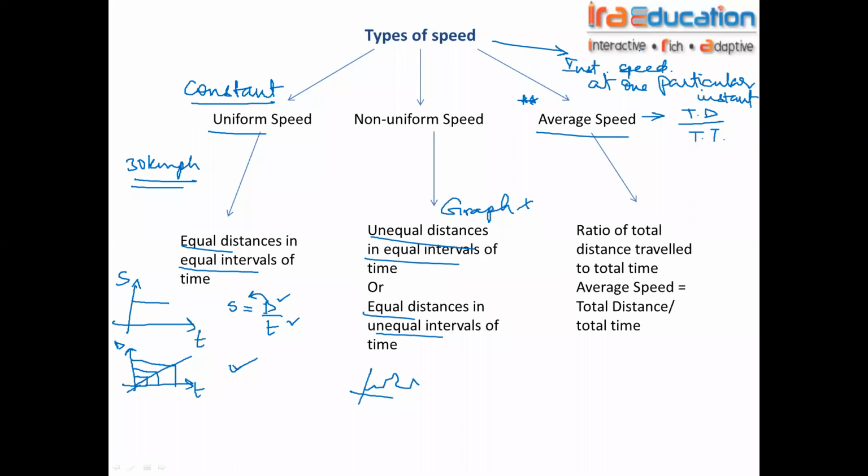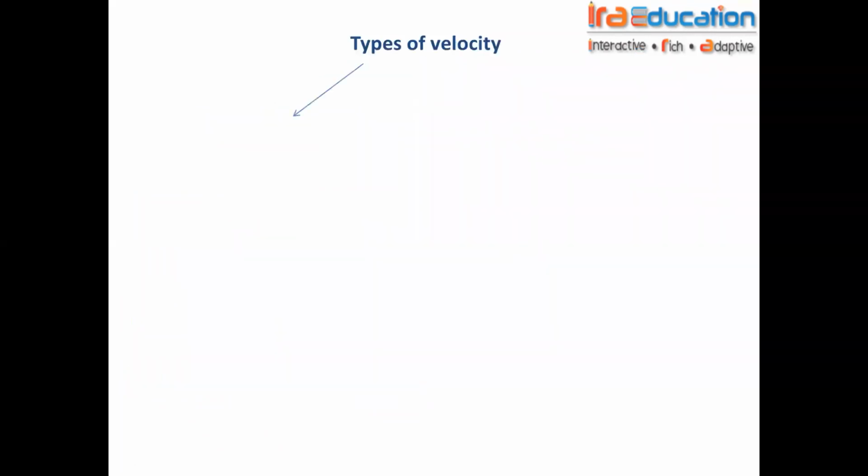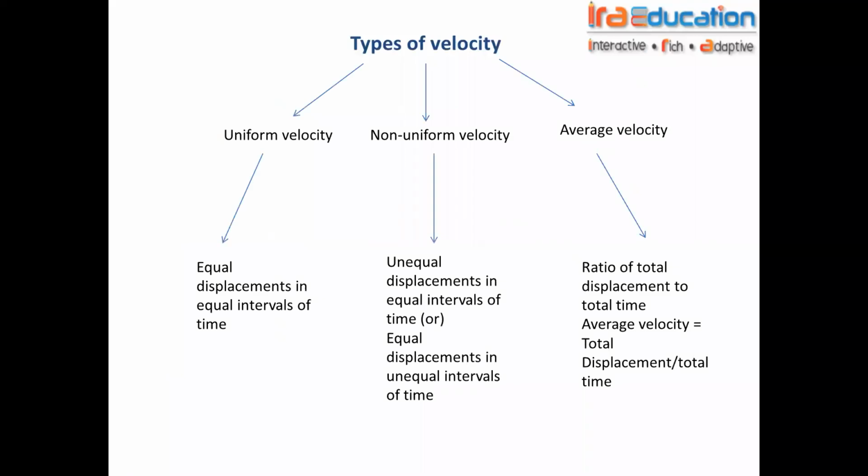So the speed of the body at one particular instant is called instantaneous speed. Exactly the same as this, we have velocity also. Ditto the same. The only difference is that wherever distance was there, displacement comes, because speed is distance by time and velocity is displacement by time. Uniform velocity means equal displacement in equal intervals of time. Non-uniform is also the same way. Average is total displacement by total time. Write down instantaneous velocity: velocity at one particular instant of time.